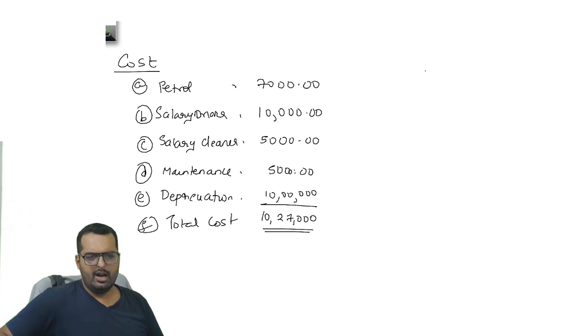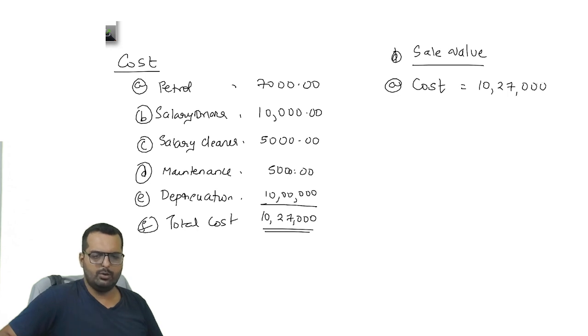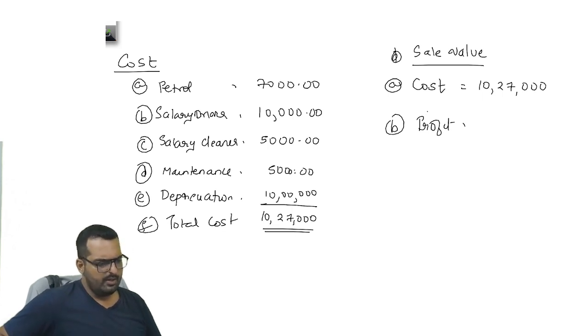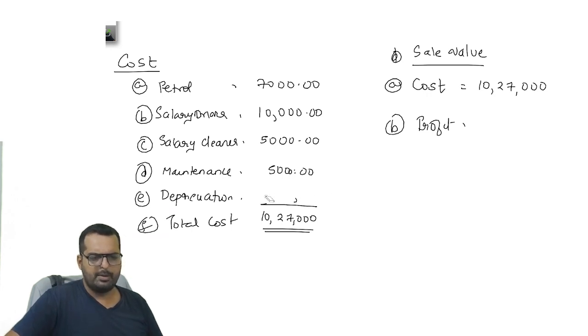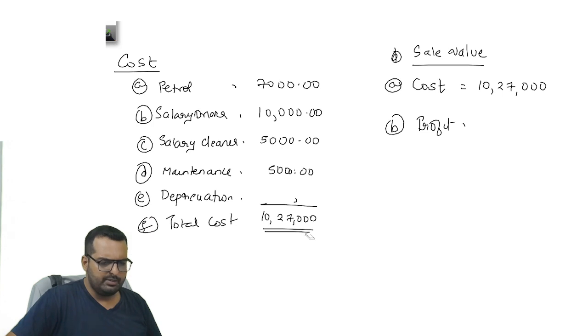Correct? All right. So after getting the total cost, he wants to decide on the sale value. The overall cost is turning out to be 10 lakh 27,000. Let us assume he is looking at a profit of 20% on cost. Yes, it's the salary of the driver. Okay, hold on. I'm taking everything per month, right? Let me do one thing. Let me take the depreciation also per month. 10 lakh is per annum, divided by 12 will give you approximately 83,000 depreciation.